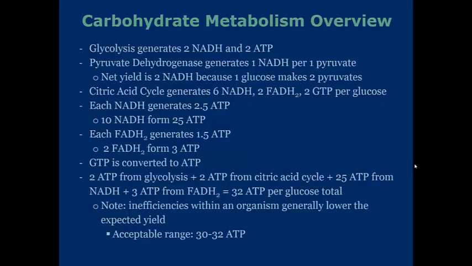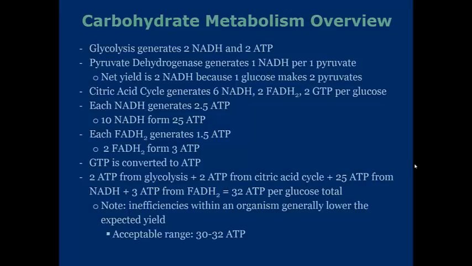The citric acid cycle will generate 6 NADH, 2 FADH2, and 2 GTP, and each NADH will generate 2.5 ATP, and 10 NADH will form 25 ATP, which is the general result. Each FADH2 will generate 1.5 ATP, so 2 FADH2 will make 3 ATP by this calculation. GTP is also later converted to ATP as well.